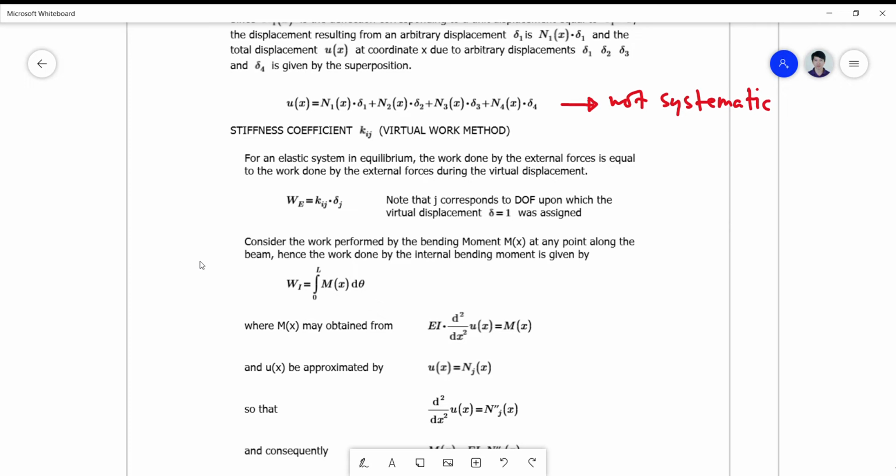So for an elastic system in equilibrium, the work done by the external forces is equal to the work done by the external force multiplied by a virtual displacement. So that is actually the definition of how your virtual work method is used. Okay, so WE is equal to Kij delta J, and note that J corresponds to the DOF upon which the virtual displacement delta is assigned the value equal to 1.